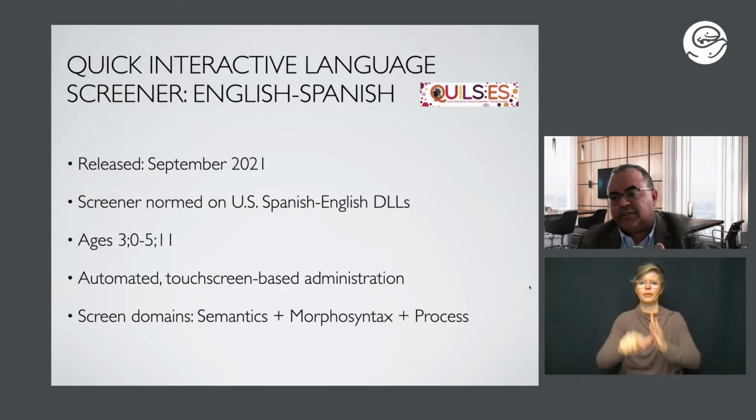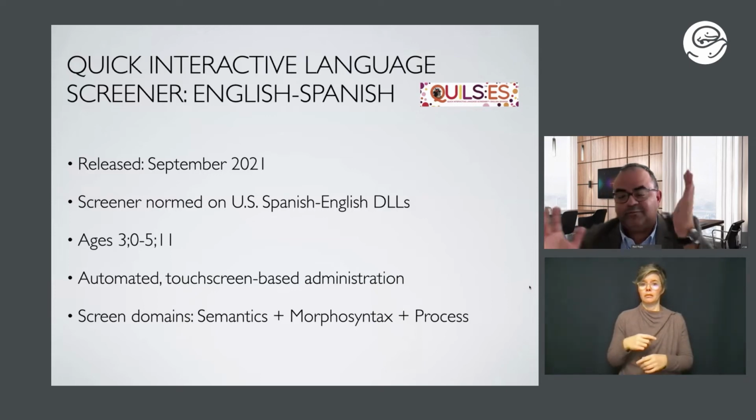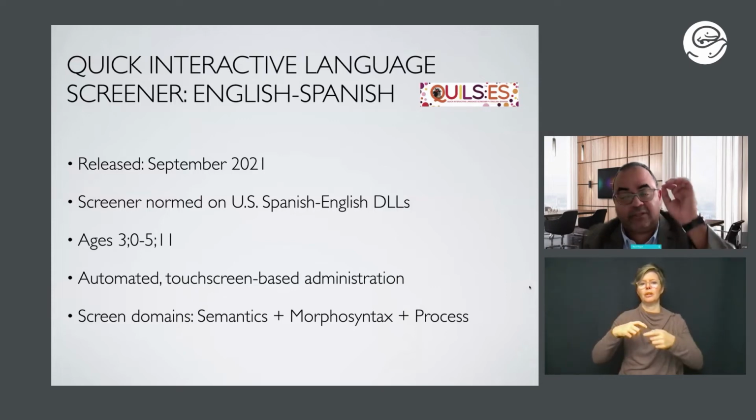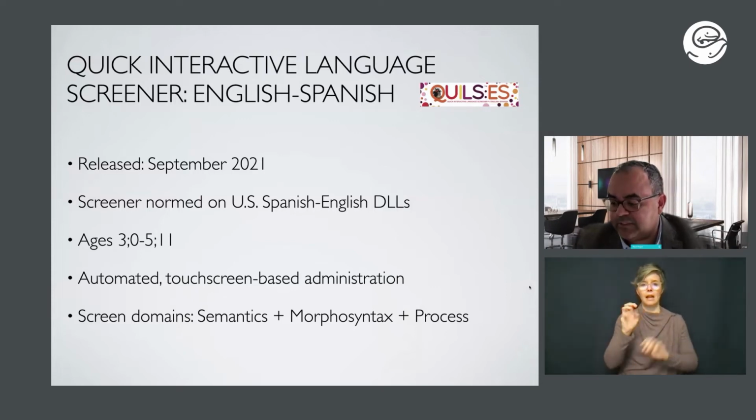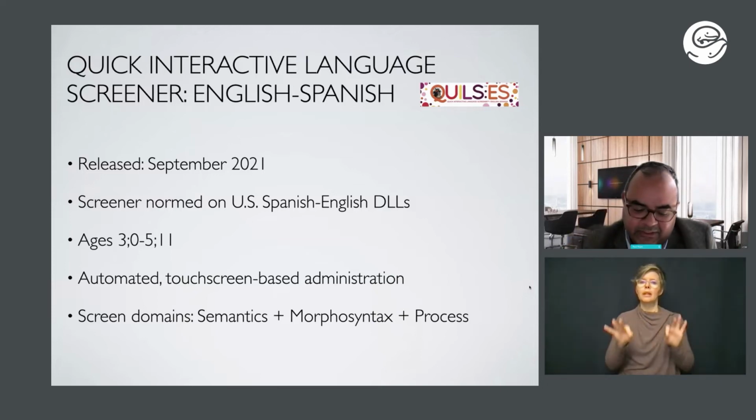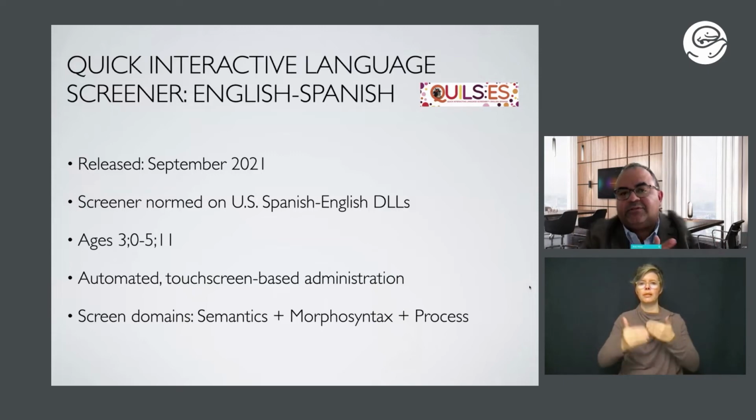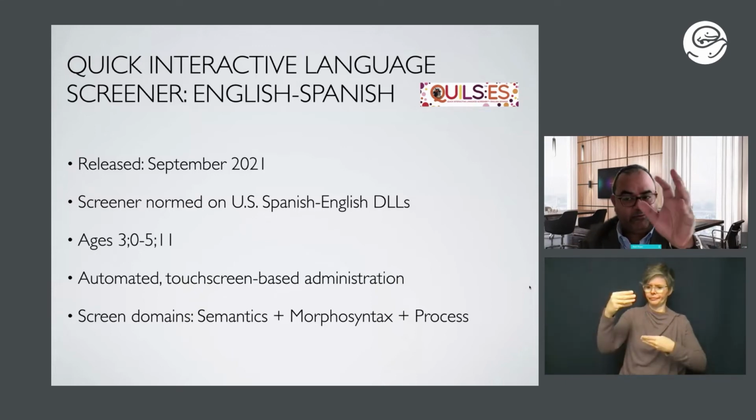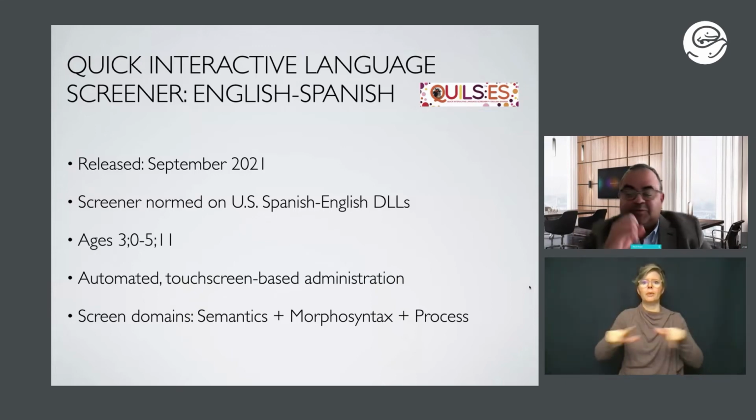This literally just came out, I guess, not today, but literally like a month ago. It's been in development for a while. It's called the Quick Interactive Language Screener, English Spanish. This is a screening tool. It's not an assessment, but screenings are extremely important, of course, in the assessment process, because sometimes the referrals that we get as speech language pathologists to do a full evaluation on dual language learners are very well targeted and sometimes they're not, right?